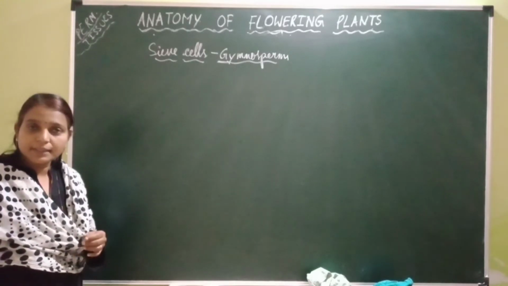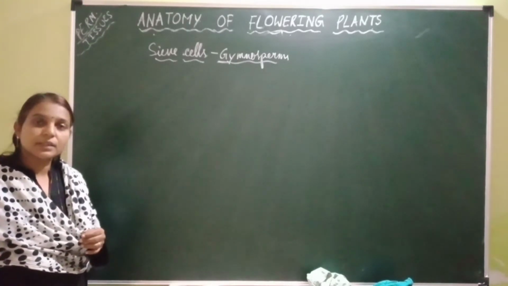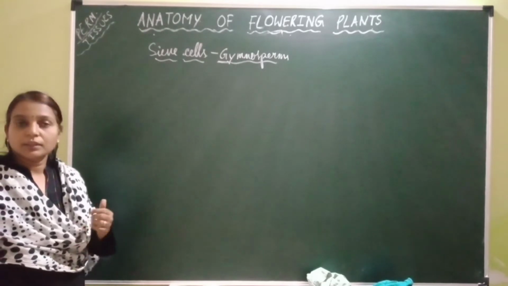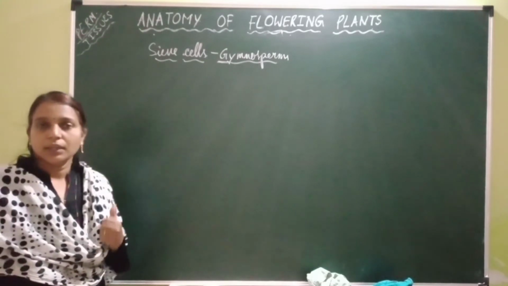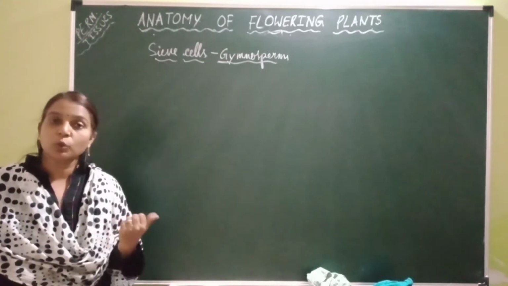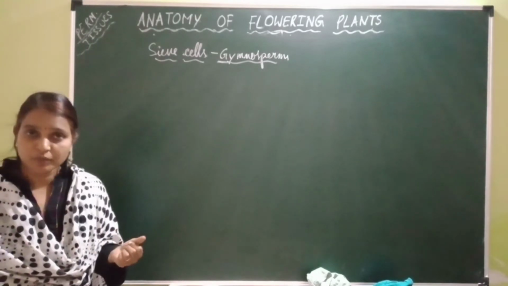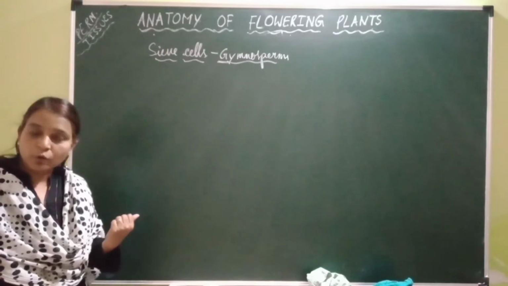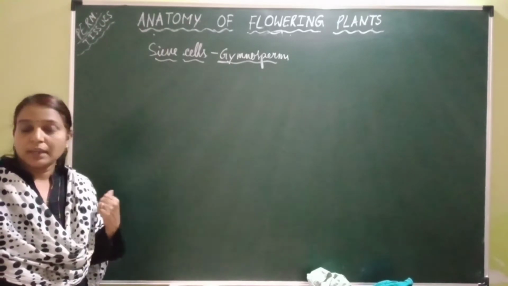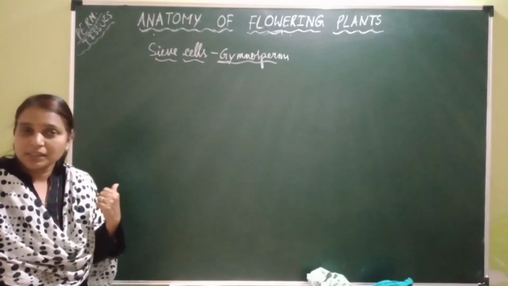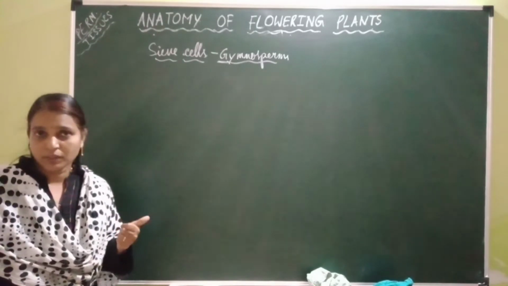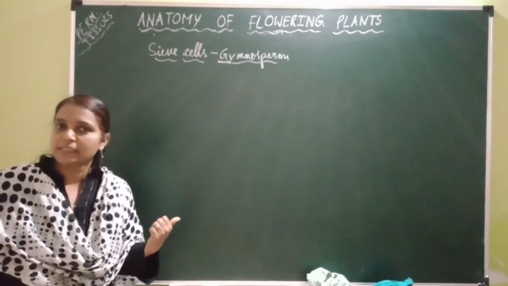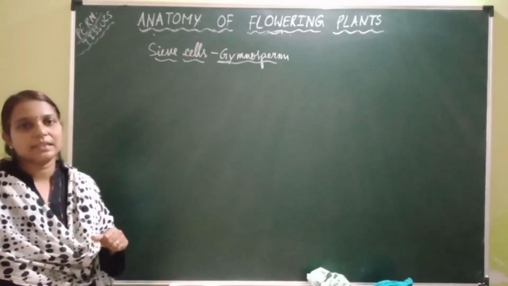Okay, now let's study the sieve cells and albuminous cells present in gymnosperms. In the phloem of angiosperms, sieve tubes are present. But in the phloem of gymnosperms, sieve cells are present instead of sieve tubes. And in the phloem of angiosperms, companion cells are present which assist the sieve tubes. But in case of the phloem of gymnosperms, albuminous cells are present which assist sieve cells.